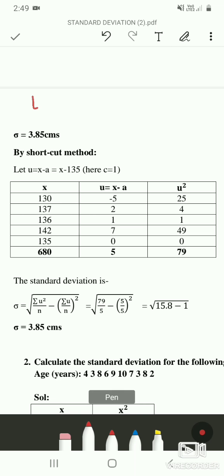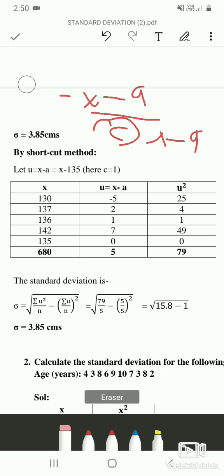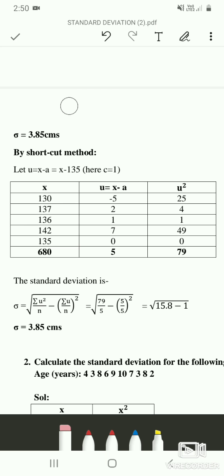So we had seen u is equal to (x minus a) divided by c. So you can take c whenever it is of the continuous case. If it is raw data, you can just take the numerator, that is u is equal to x minus a, where your c will be 1.